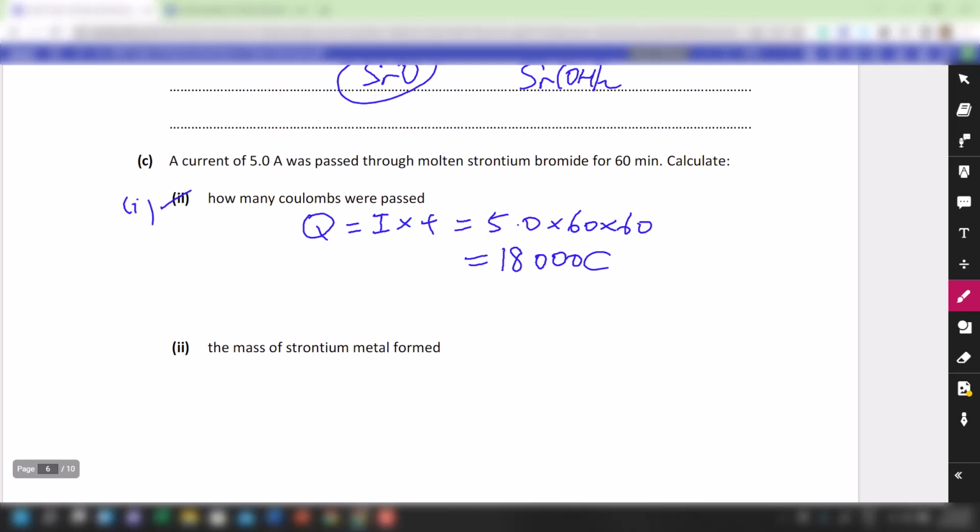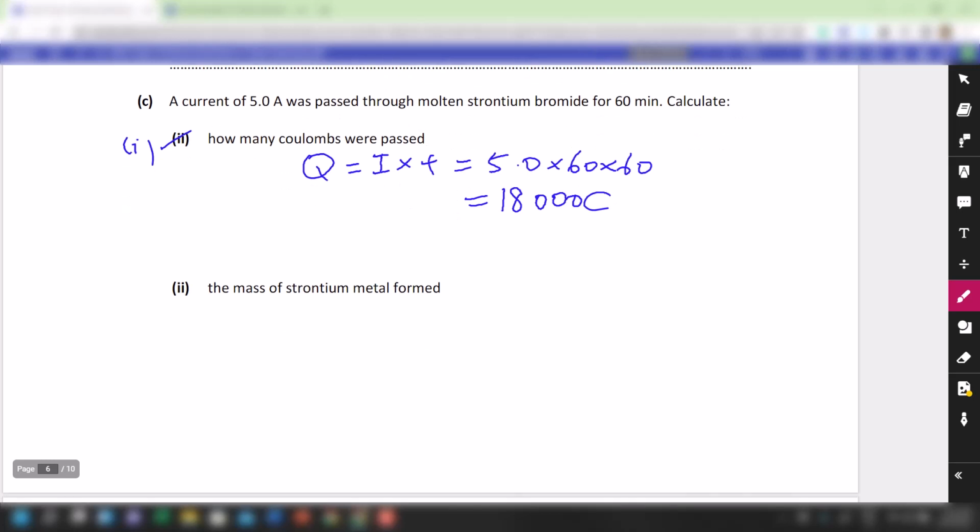And then for part 2, the mass of strontium metal formed. We know that the charge transferred is also equal to the number of moles of electrons transferred multiplied by Faraday.